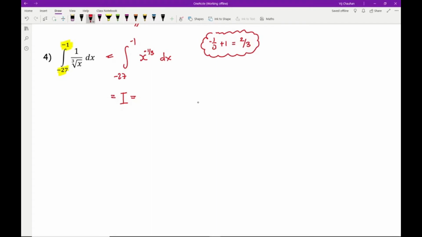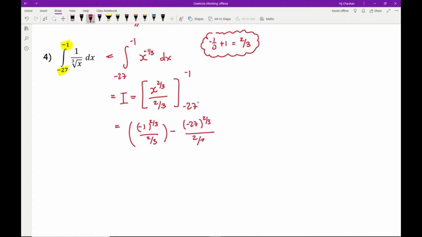So here what I've got is x to the power of 2/3 over 2/3, and I've got the limits of minus 1 and minus 27. So substituting those in separately, I've got (-1) to the power of 2/3 over 2/3 minus (-27) to the power of 2/3 over 2/3. And if I type that into my calculator, which I'm going to do now, and also gives you time to check and do the same.